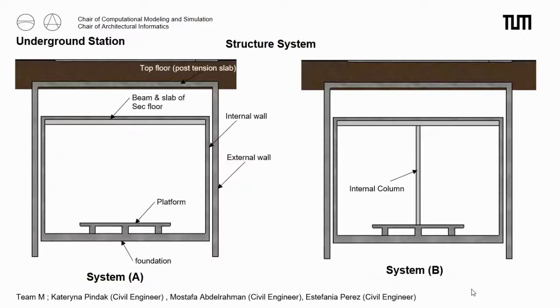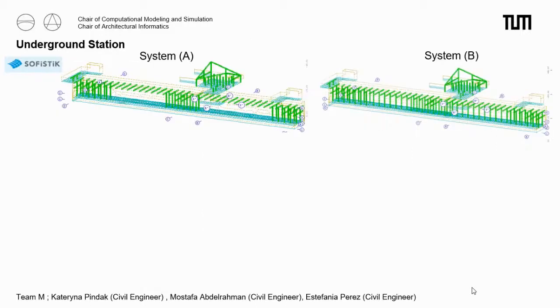Thank you. Hello, I'm Mustafa. I'll start the structure analysis of the station structure system. Our structure system was like system P. We used a single row of columns at the middle, but we changed it to be like system A to carry the slabs over the internal walls without using any internal columns. I'll show the analysis result in a form of a comparison between the two systems.